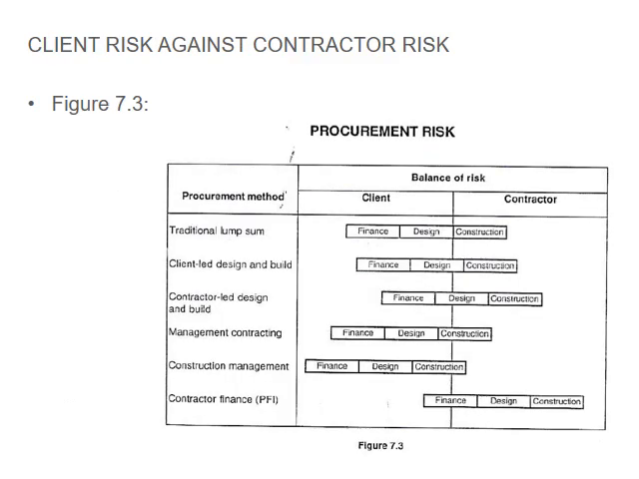Okay, then we get to client risk against the contract risk. Figure 7.3 is just a very nice comparison for your procurement risks. So you either have traditional lump sum risks, which the finance and the design is all on the client, and then the contractor is responsible for the construction. Then you have client-led design build. Now it moves slightly towards the contractor because he gets involved in the construction bit a little bit earlier on, and actually has a bit of input into the design process.